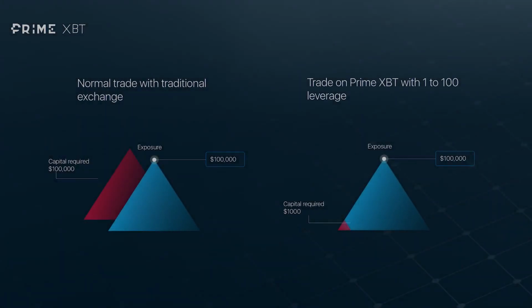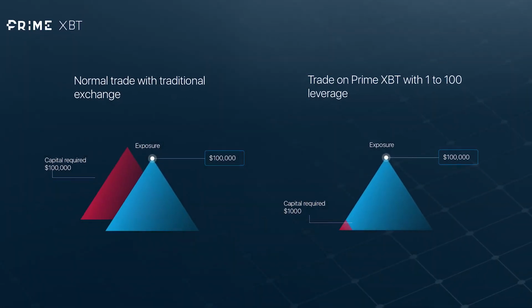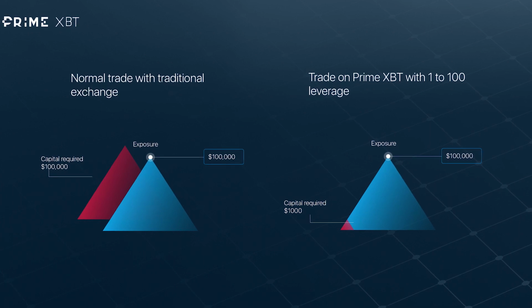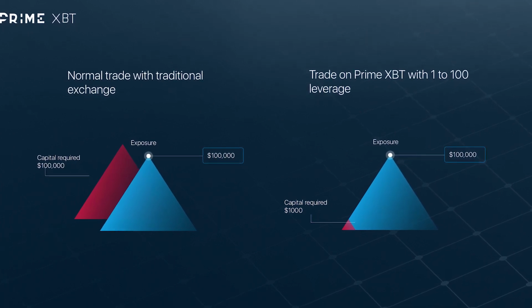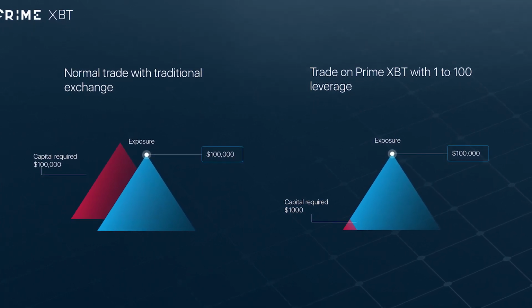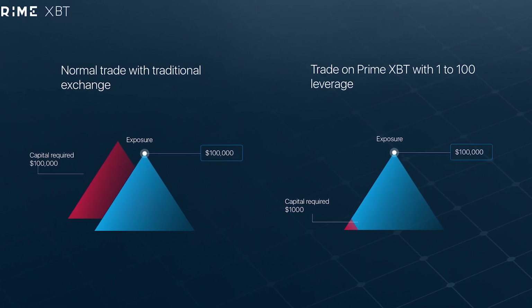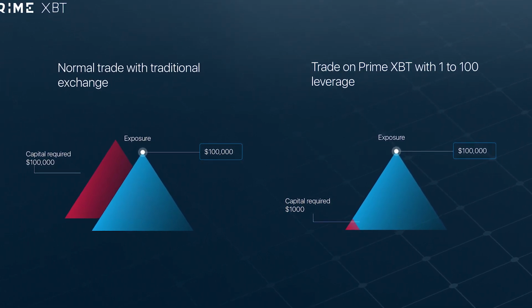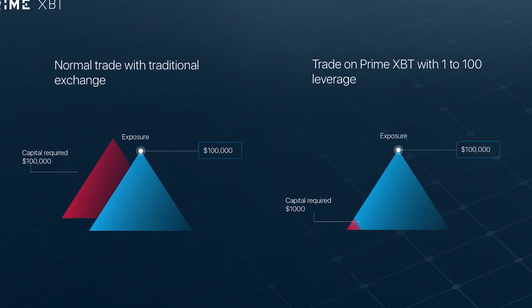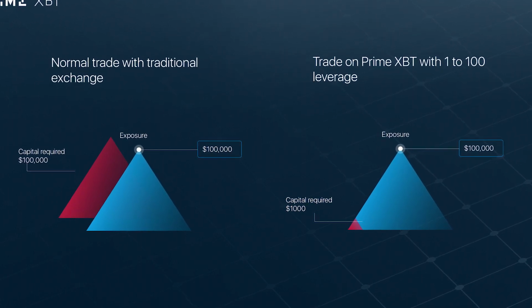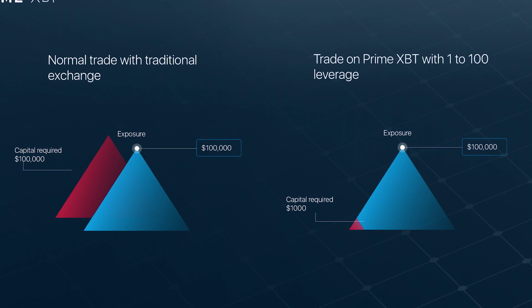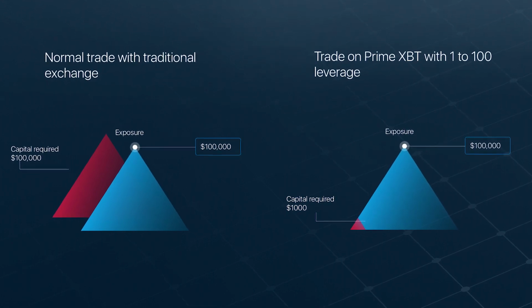Leverage, or margin trading, on the PrimeXBT platform allows traders to open positions much larger than their initial deposit. On the PrimeXBT platform, for most assets, the size of the leverage is 1 to 100, but this value may vary depending on the total exposure of the trader's account, the market situation, and the liquidity of the asset itself.